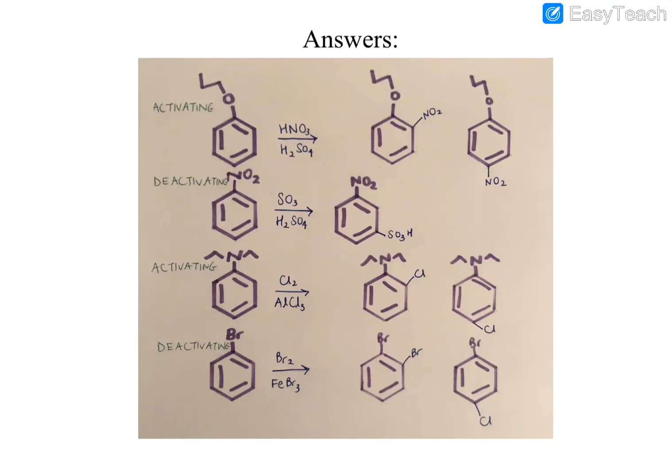Nitration gives two products because this activating group is an ortho and para director. Sulfonation only gives one product because the deactivating group is a meta director. This activating group also gives two products, ortho and para, and the bromination also gives two products because even though it's a deactivating group, it's a halogen, so it favors ortho and para position.